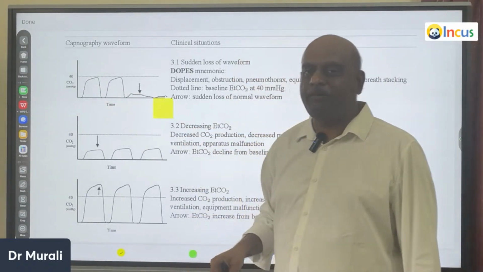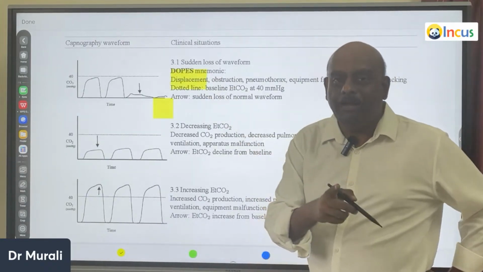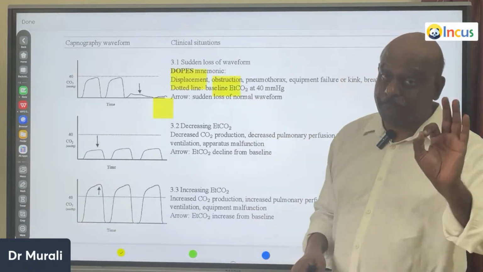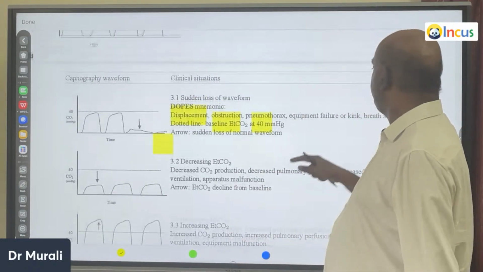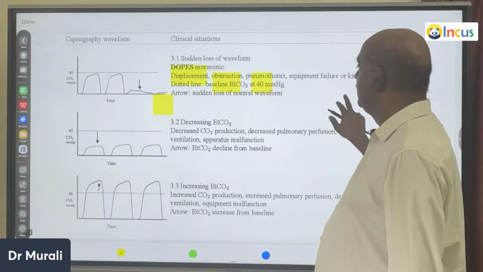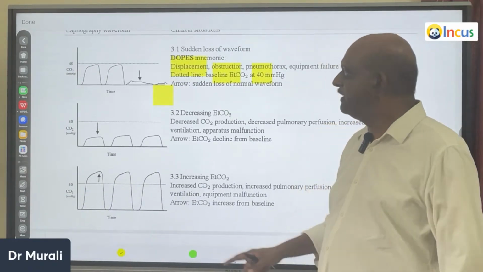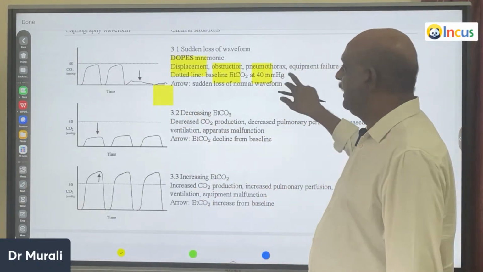Sudden loss of the waveform, if it is there, then think about DOPE. D for displacement of endotracheal tube, O for obstruction, P for pneumothorax, E for equipment failure or a kink. DOPE is a mnemonic to remember if there is any sudden loss of the waveform of the capnography.